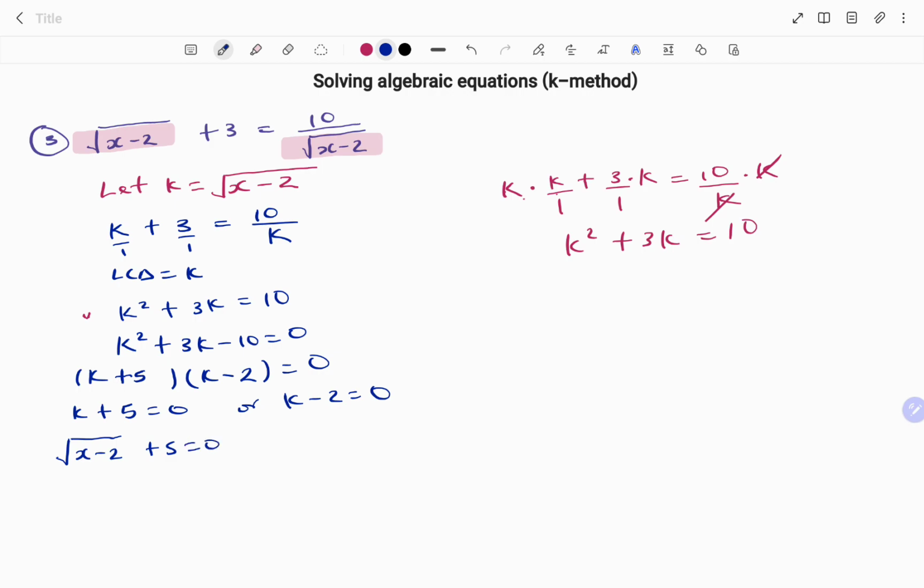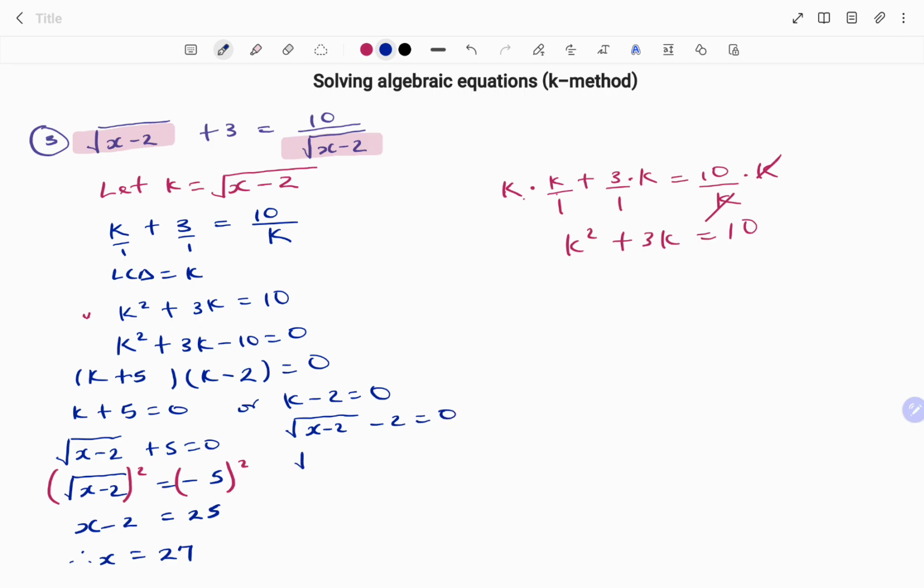5 equals 0. I need to get rid of my root sign, so I'm going to move my plus 5 to the other side. I have square root of x minus 2 equals minus 5. And to get rid of my root sign, I'm going to square both sides. The square cancels my root sign, so I have x minus 2 equals minus 5 all squared, that's 25. Moving my minus 2 to the other side, I'm going to have, therefore, x equals 25 plus 2, which is 27.